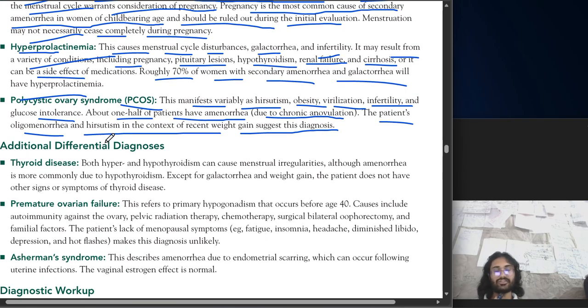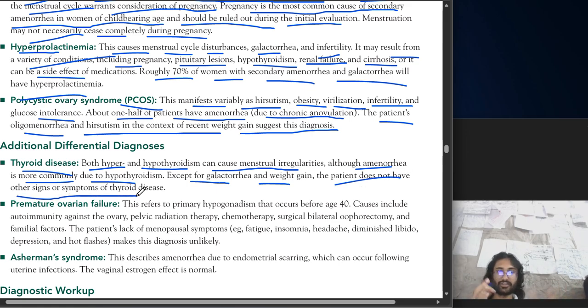Additional differential diagnoses apart from these three can be thyroid disease. Both hyper and hypothyroidism can cause menstrual irregularities, although amenorrhea is more common with hypothyroidism. Except for galactorrhea and weight gain, the patient does not have other signs or symptoms of thyroid disease. We checked her thyroid in the physical exam, it was normal.